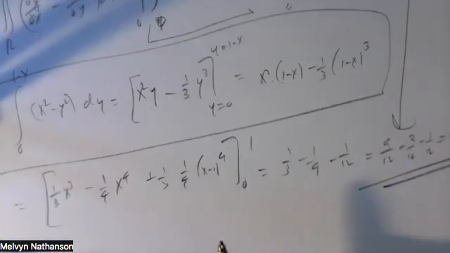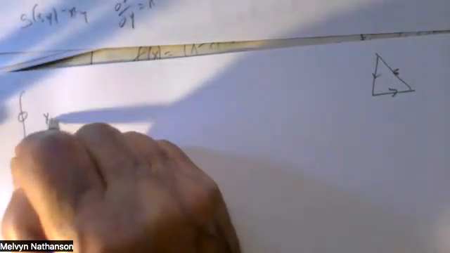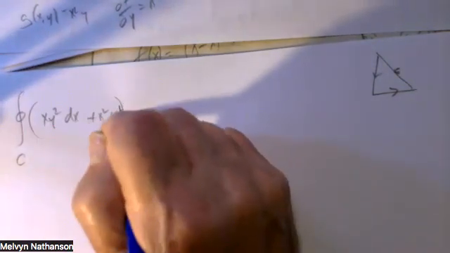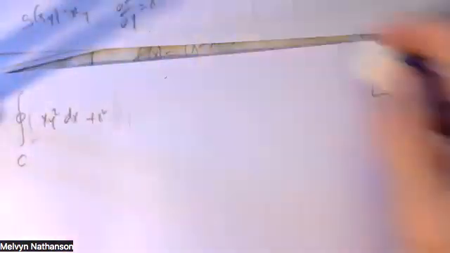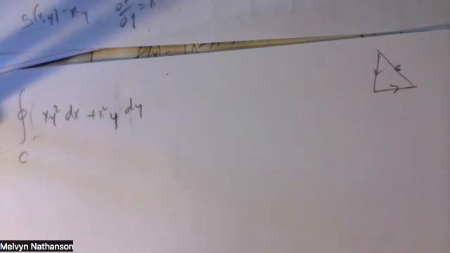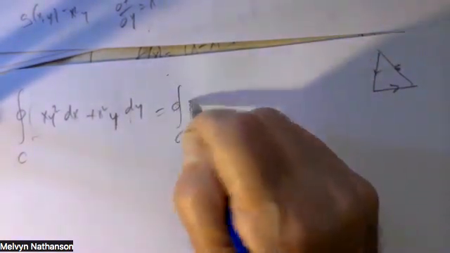Now, so we got 0. That's interesting because let's go back and look at the original problem. So the original problem was to integrate around this triangle xy squared dx plus x squared y dy, which is the integral around a certain vector field.